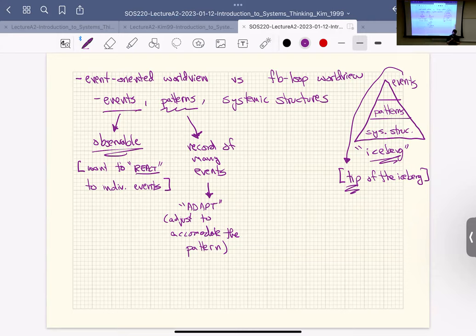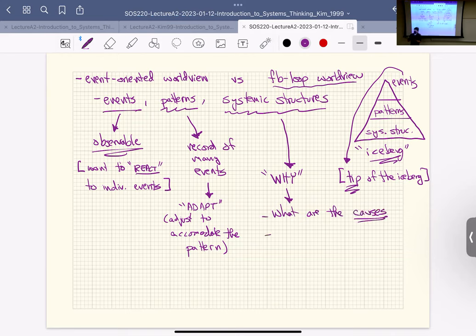But if we go further, we could ask why. Does one organization have more of a pattern than another? What are the structures in place? That's where we start taking the feedback loop worldview, where we ask what the causes are, and, getting back to our systems, what all the interactions are at play. The hope is that if we can start diagramming these structures and interactions, then we can find leverage points.